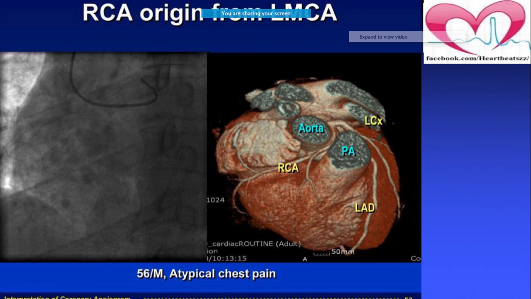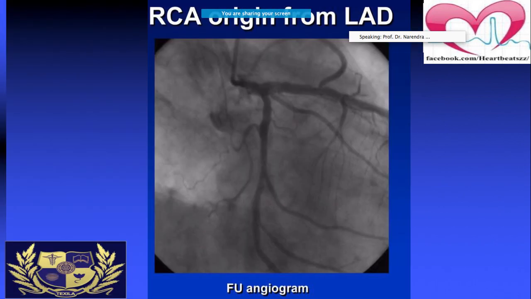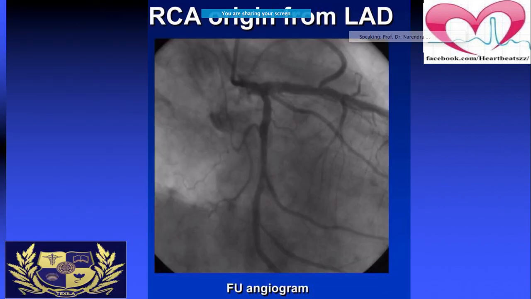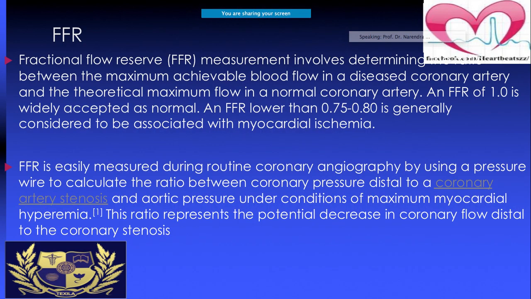What do we notice in this is the RCA is originating from the left main coronary artery, if we see it carefully, but the fluoroscopy imaging can be a little bit confusing. And similarly, in this picture, when a follow-up angiogram was done for a patient, what you notice clearly is the RCA is originating from the LAD.